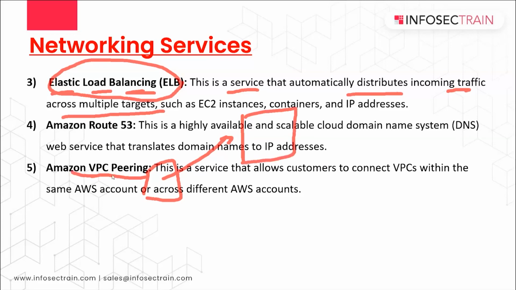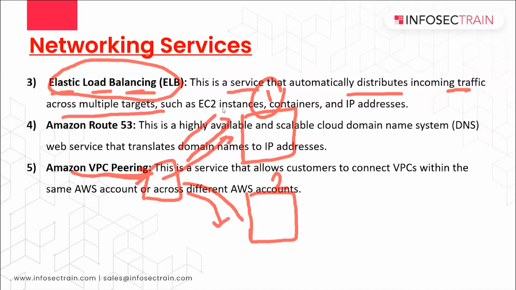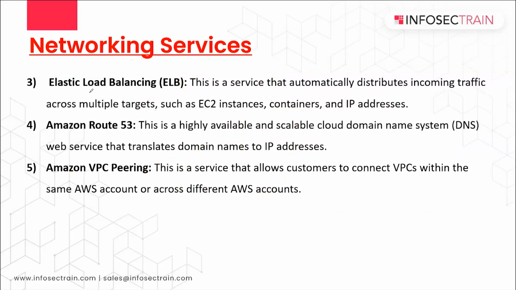Let's say a huge amount of traffic is coming, and there is a load balancer in between, and you have placed two servers, server 1 and server 2. The moment traffic reaches the elastic load balancer, it will be distributed. First it goes to server 1, then server 2, then again server 1, and then server 2. This way it keeps distributing the incoming traffic or users equally between server 1 and server 2. This is where elastic load balancing, or ELB, comes in.